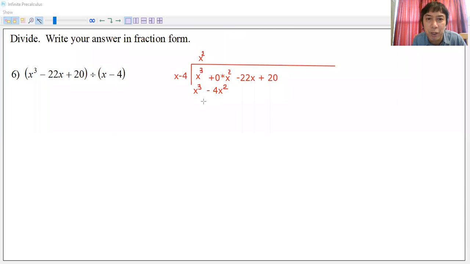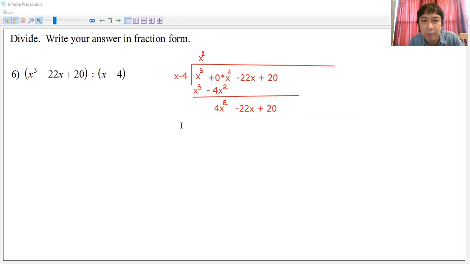We're back to the subtraction process. We're going to subtract. x cubed minus x cubed, that's a 0. Now, 0x squared minus a negative 4x squared becomes a plus 4x squared. That will become minus negative 4x squared, so that becomes a plus 4x squared. Minus 22x and plus 20 will just be the same, so it will appear at the bottom, minus 22x plus 20. That will reappear there.